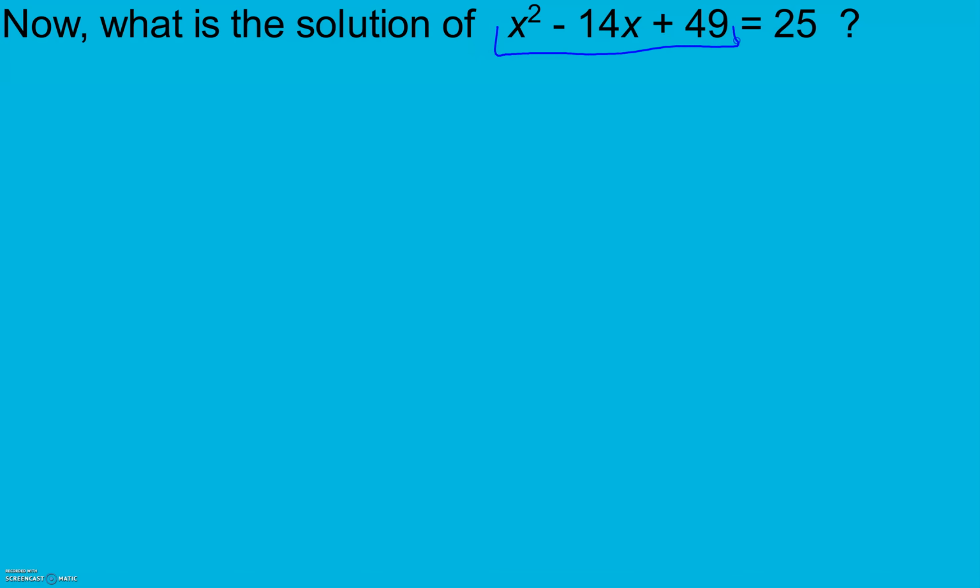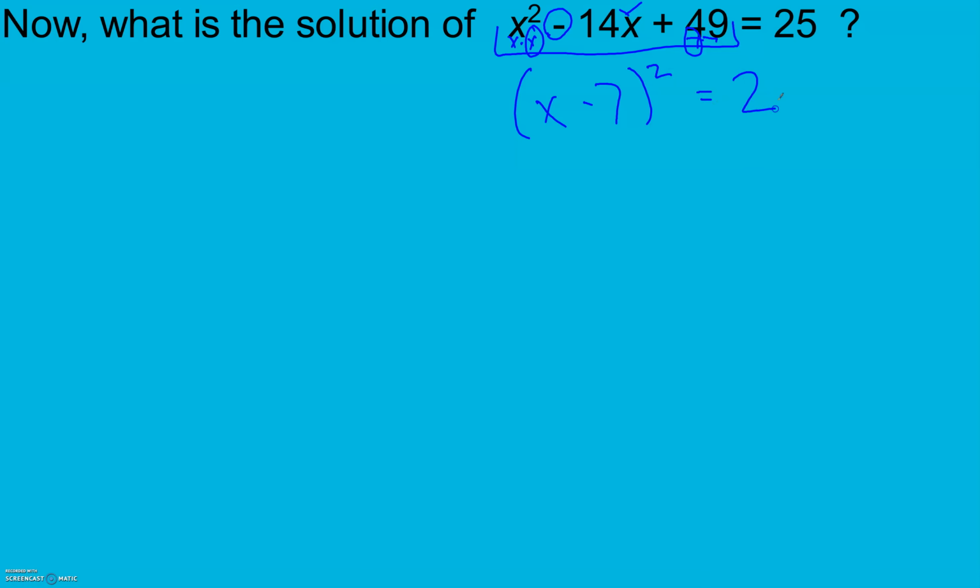Again, I have a perfect square trinomial. X times x gives me x squared. 7 times 7 gives me 49. X times 7, 7x, doubled is 14x. So this is a perfect square trinomial. It's x minus 7. We always take the sign in the middle there.